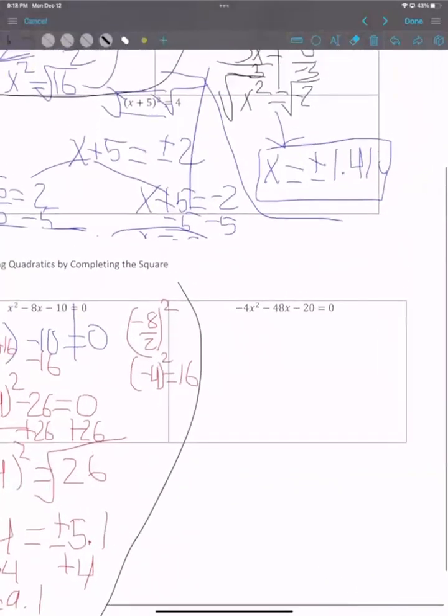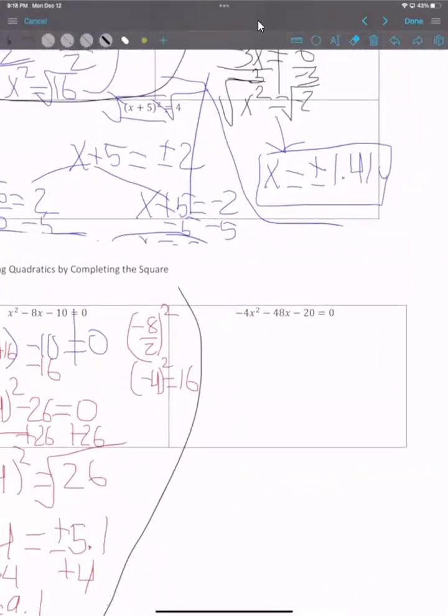This one has a little bit more to it because we have a coefficient that's not 1. So we have to factor that out when we group up our x parts. We'd have -4, and we're going to take that out of our x squared and our x part. So that would be positive x squared, which is our goal, and 48 divided by 4 would be 12x. And that -20, I'll just keep on the outside. Now it's going to be like normal.